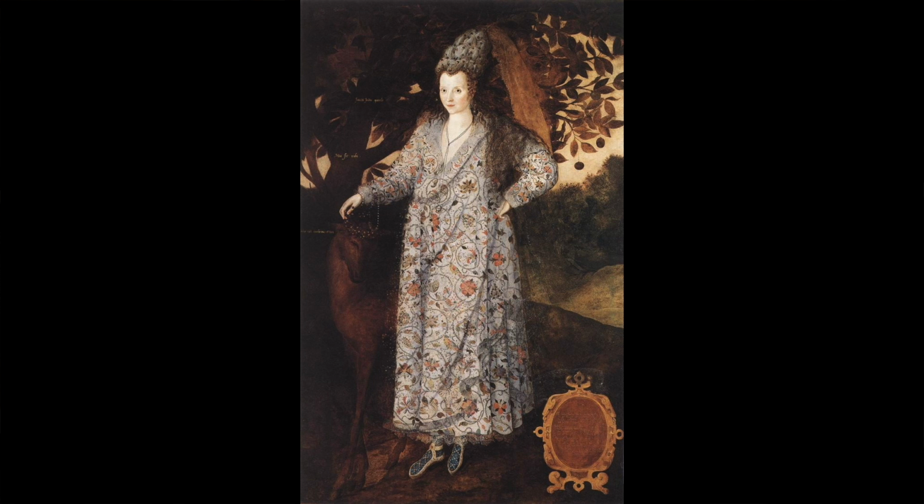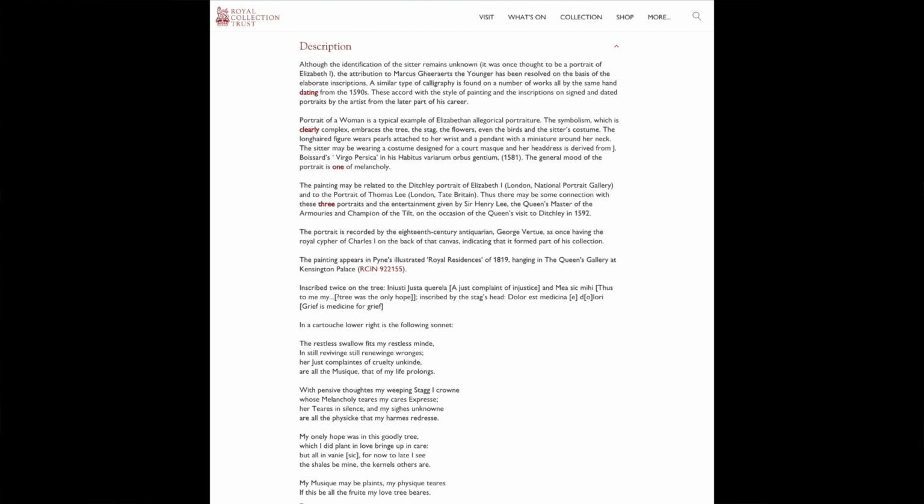The presumed pregnancy of this sitter is, for example, not referred to in the Royal Collection's website entry on the work, which I am showing on screen now. We are told instead that it is on display at Hampton Court Palace, that it is by Marcus Gheeraerts the Younger, and that it goes under the title of Portrait of an Unknown Woman.